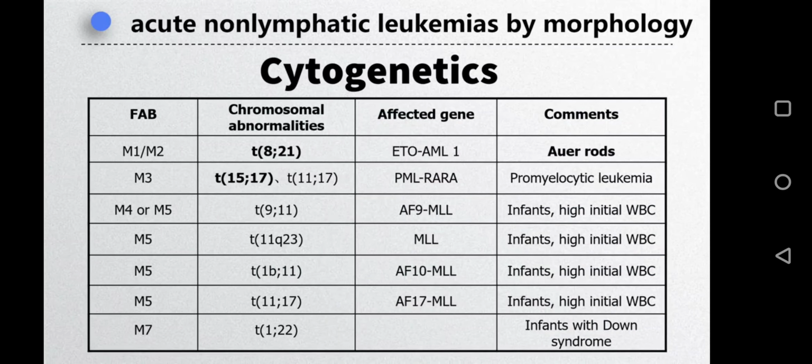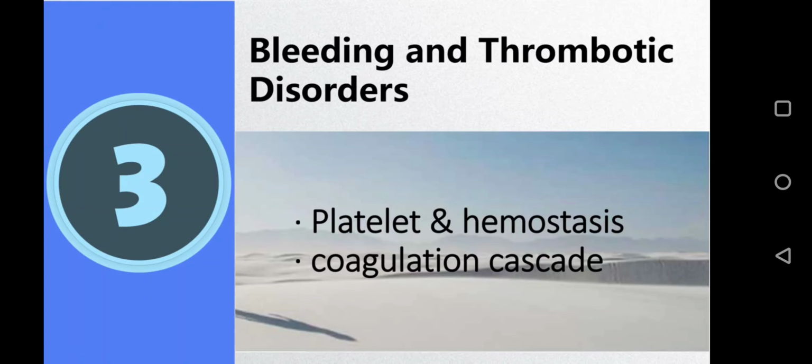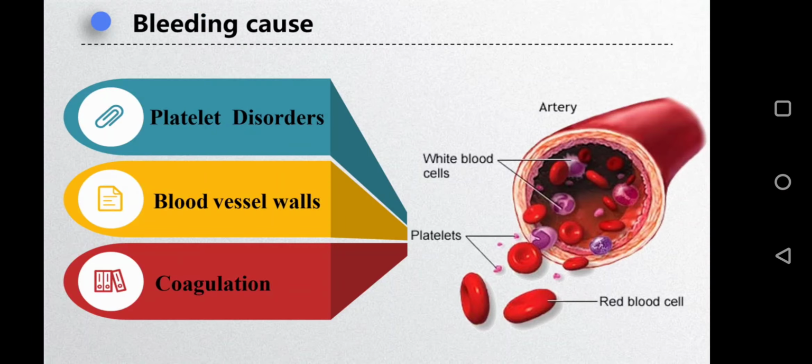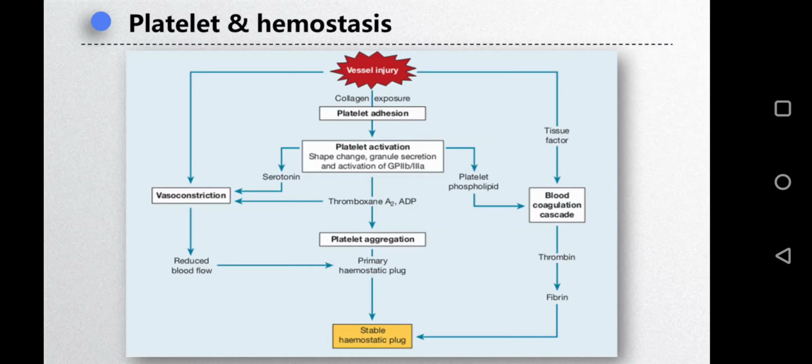This table is the cytogenetics of AML. Now, let's go to the bleeding and thrombotic disorders. There are three causes of bleeding: platelets, blood vessel wall, and coagulation. The functions of platelets are adhesion, activation, and aggregation.